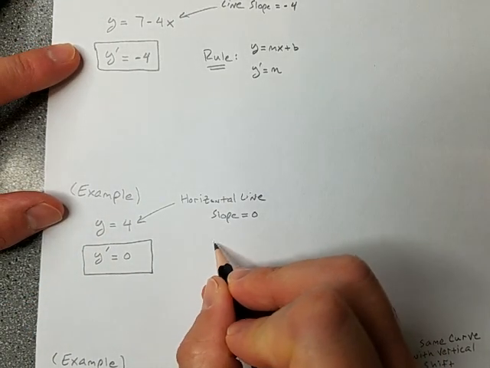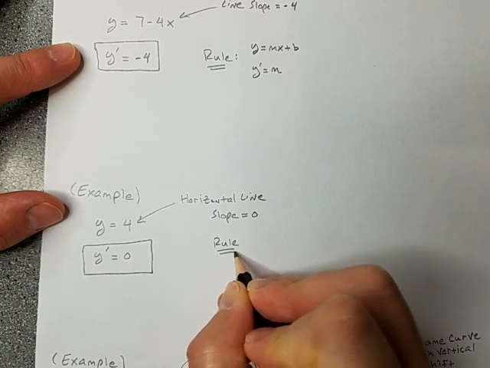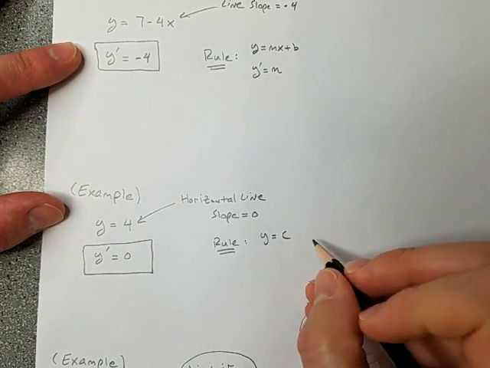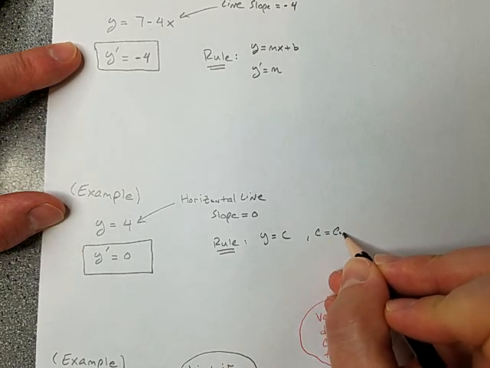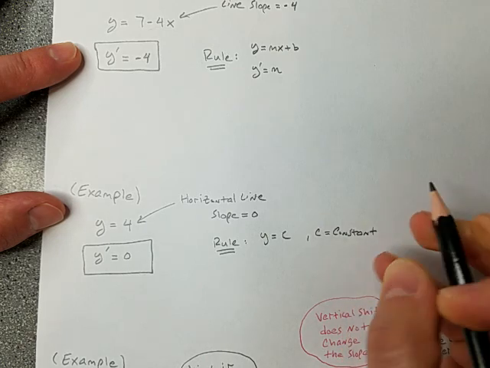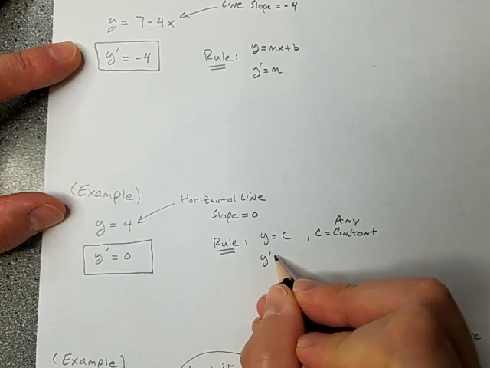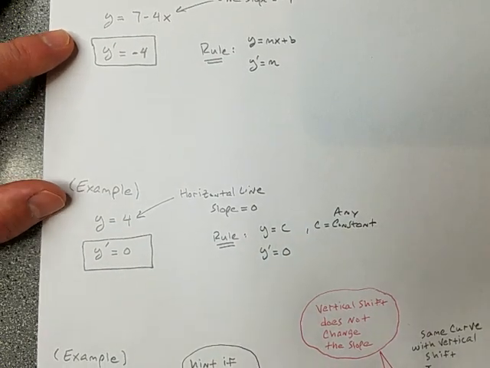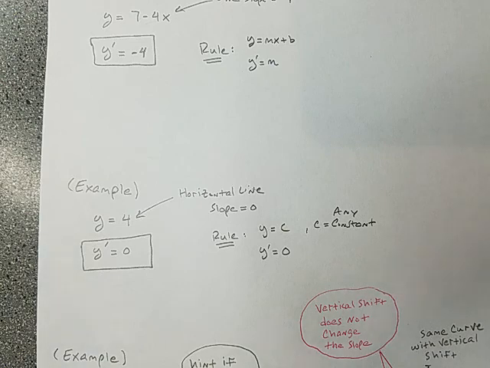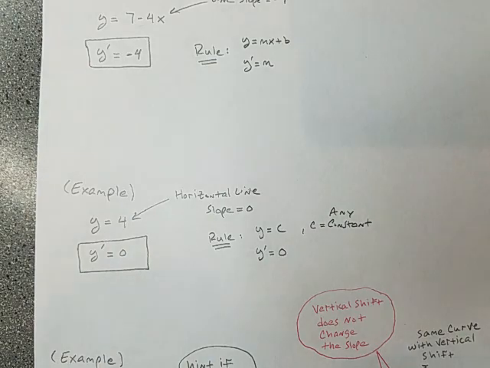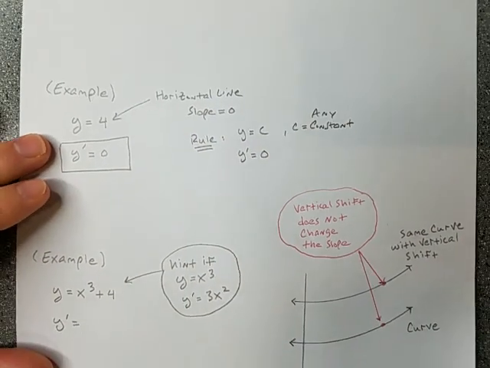So we can think of another rule then. Rule, okay? If y is equal to c, and c is any constant, all right? Then y prime will be 0. So when you see constants by themselves, you could think that the derivative of that is 0. The derivative of a constant is 0. Just like this one. But we got some reasoning to understand why that's the case. All right, let's look at something else.